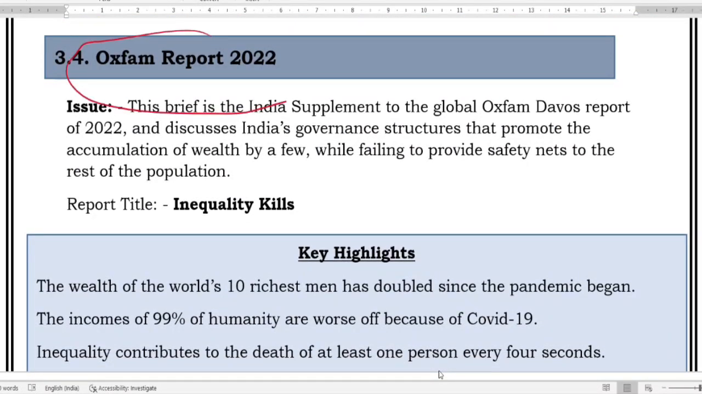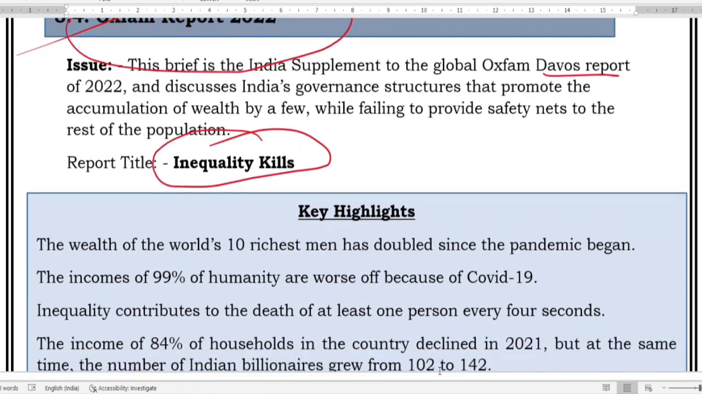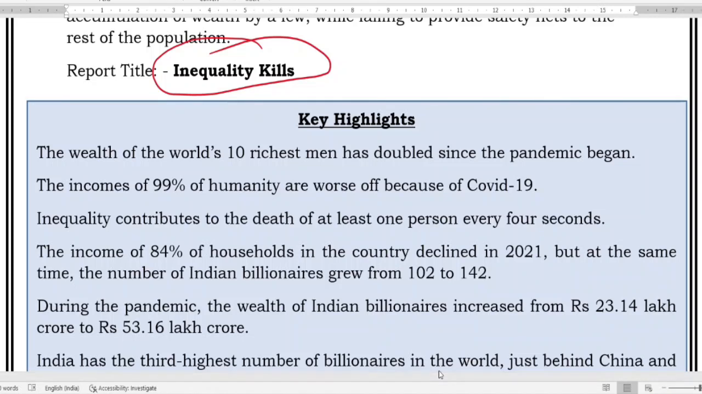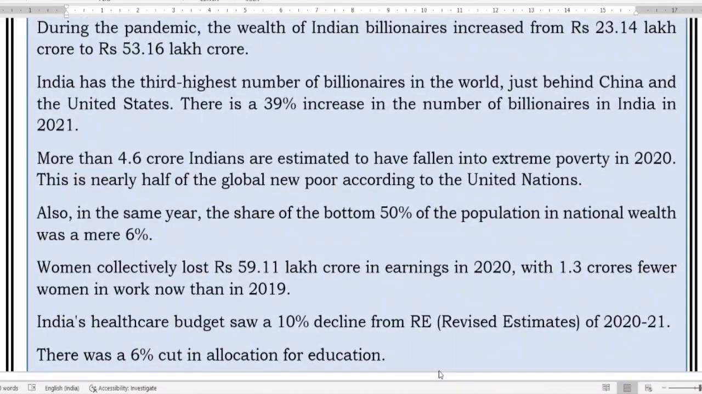Then the Oxfam Report 2022. Okay, who does this? Again, the Oxfam Davos report. The title of the report is Inequality Kills. It shows the inequality in a country. Now it highlights that the wealth of the world's 10 richest men has doubled since the pandemic began. Then, the income of 99% of humanity is worse off because of COVID-19. So this is about the world. Okay, so you can go through it.